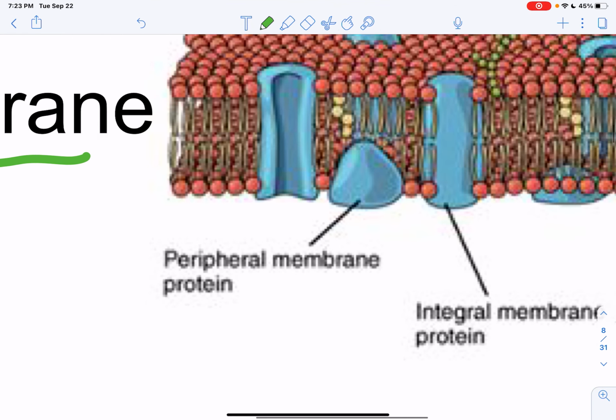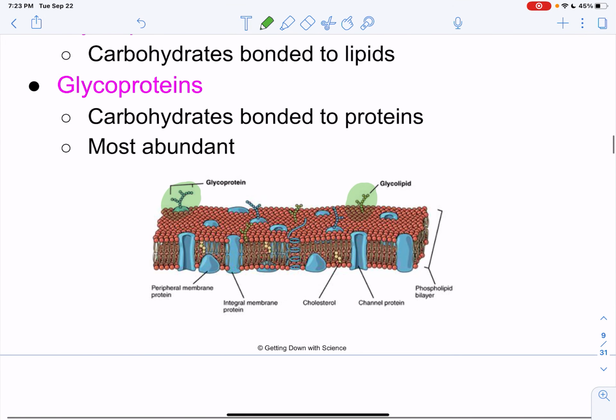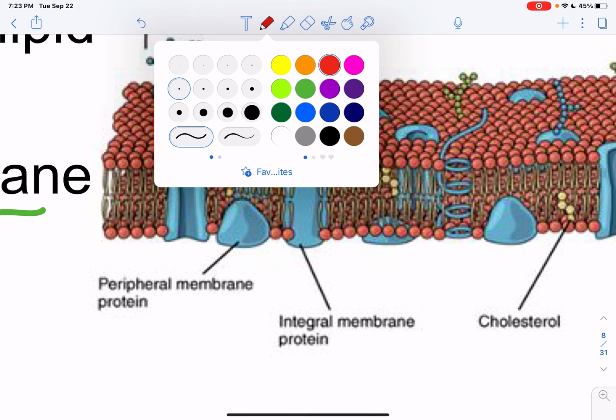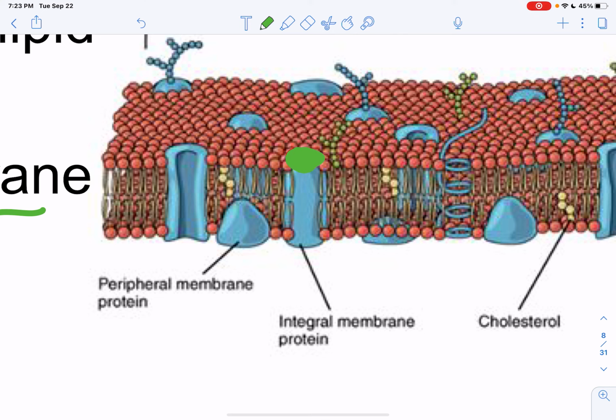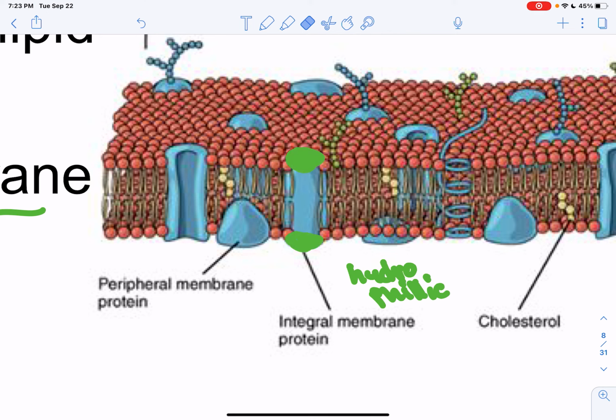So I'm going to zoom in on an integral protein. I'm going to color all the hydrophilic sections in, let's say, green. That's a better color. In green. So the top and the bottom, hydrophilic. And then I'm going to highlight all of the hydrophobic sections in red. And so all the hydrophobic sections are going to be in the middle, just like the tails.